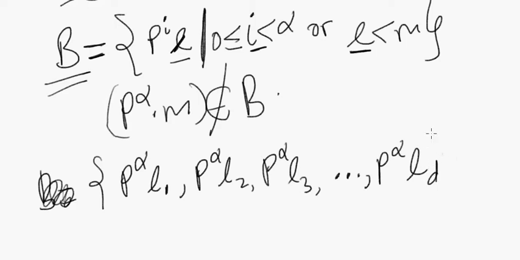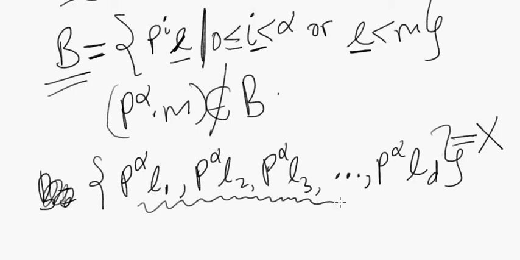Okay? And we're saying that there is no element of order p to the alpha times L, and that none of this set here, call it X, this set X of p to the alpha times some divisor, is one of the possibilities. That is, no element has any of these orders: p to the alpha L1, p to the alpha L2, p to the alpha L3, up to p to the alpha LD.